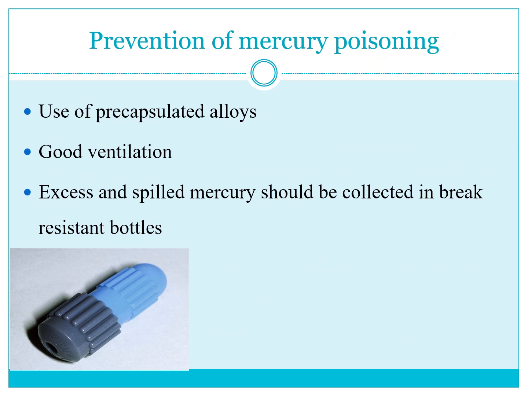How to prevent mercury poisoning? Use precapsulated alloys and good ventilation. Excess or spilled mercury should be collected in a break-resistant bottle so that we can take care of the spilled mercury also.